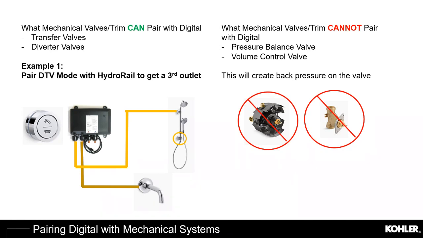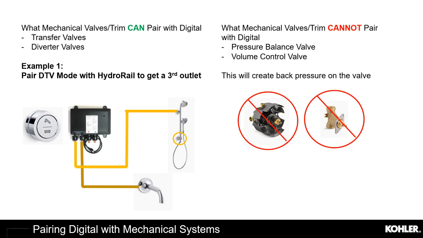What you cannot do is add on a pressure balance valve or look at adding in something that's going to shut off, or a volume control, for instance, that's going to shut off a component. That's going to put back pressure onto the valve. It doesn't matter whose it is. That would potentially cause issues in the system setup. So we don't want to do that, but you can add a transfer or diverter valve.